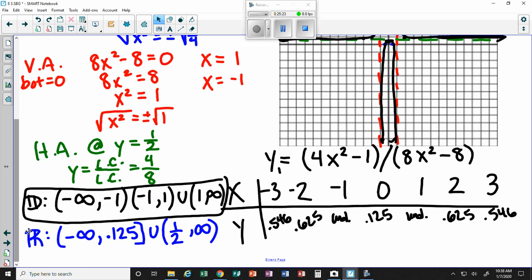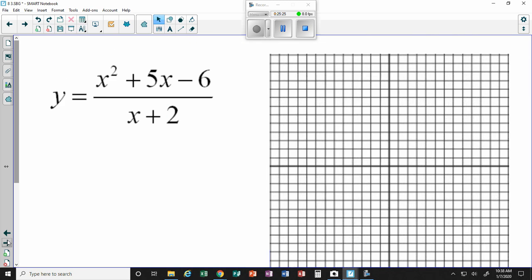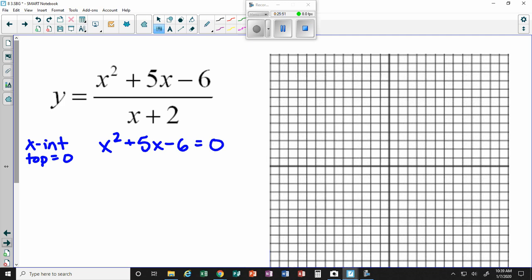Alright, next one. The next one's a little bit easier, if you remember how to solve a quadratic. This one's not a bad quadratic. To find the x-intercepts, set the top equal to 0. It's going to be x squared plus 5x minus 6 equals 0. Really what you're doing to find the x-intercepts is plugging in 0 for y. But one time a fraction can equal 0 is when the top equals 0. That's why we do that.